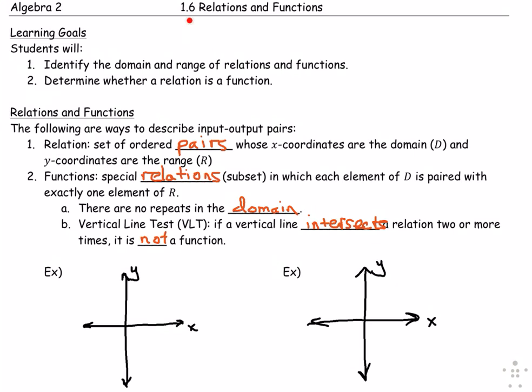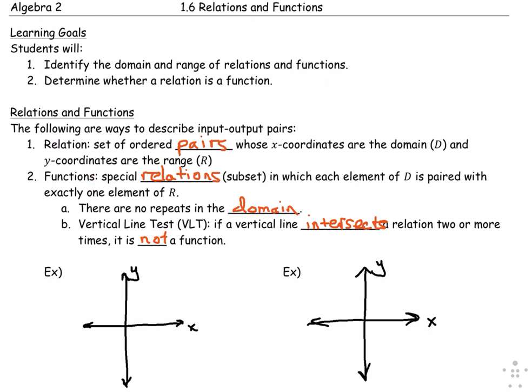This lesson is on section 1.6, relations and functions. Relations are sets of ordered pairs. The inputs are the x-coordinates, comprising the domain. The outputs are the y-coordinates, comprising the range.